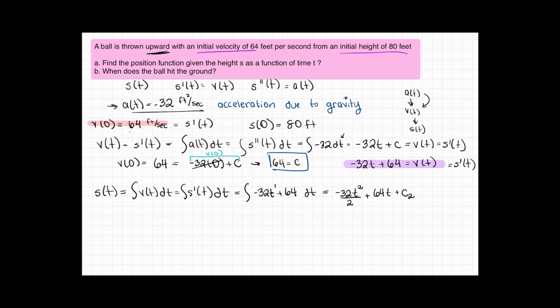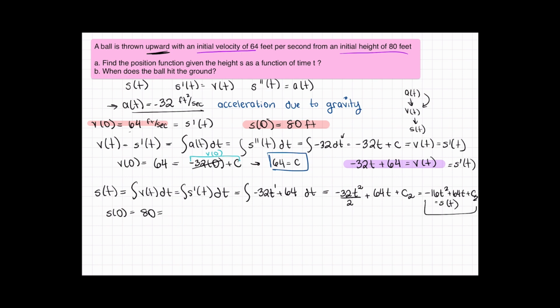Okay, and I'm going to go ahead and simplify this because we know negative 32 over 2, that's negative 16. So negative 16t squared plus 64t plus c2. And that right here is just going to be our position, right? But again, we don't want just a c2 in there, right? But we have another initial condition denoted right here that s at 0 is 80 feet.